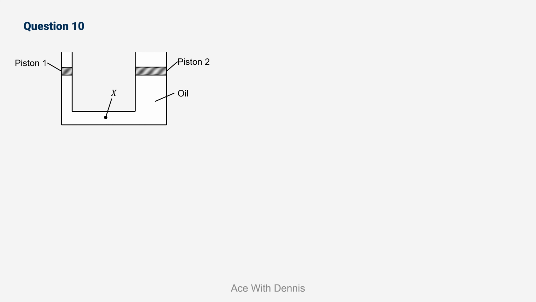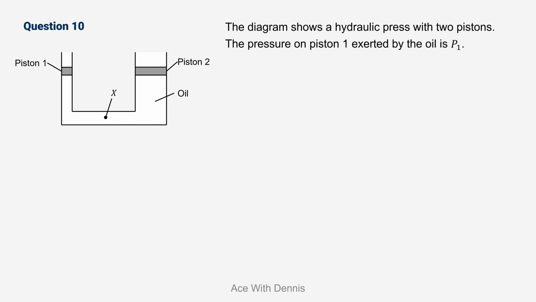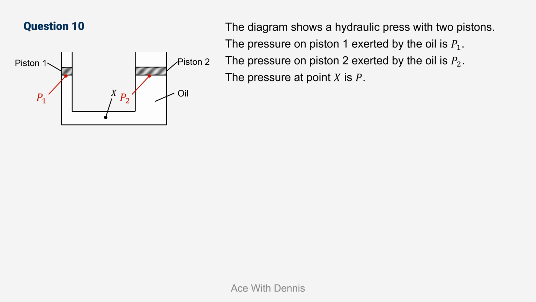Question 10. Given this diagram, the diagram shows a hydraulic press with two pistons. The pressure on piston 1 exerted by the oil is P1. So let's label this point as P1. The pressure on piston 2 exerted by the oil is P2. So let's label this point as P2. The pressure at point X is P. So we label this as P. How do P1 and P2 compare with P?